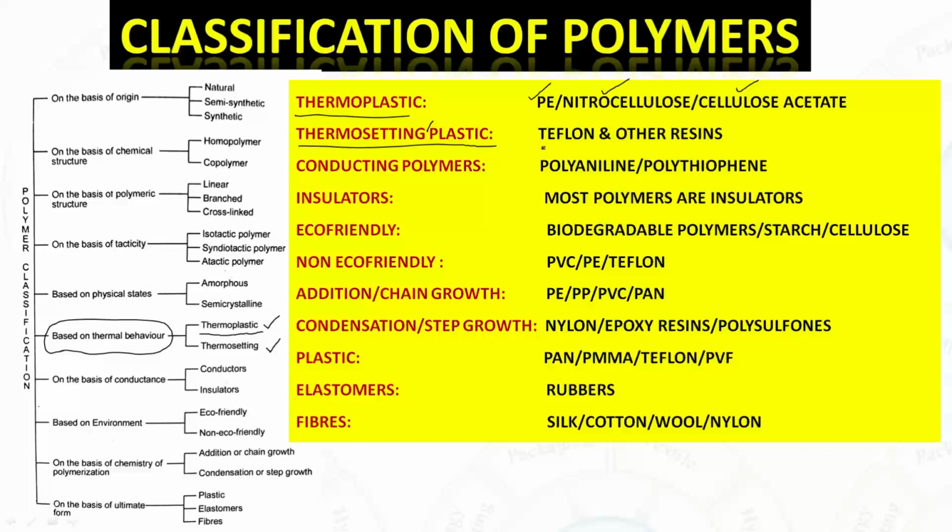A very common example of thermosetting plastic is Teflon and other resins. Resins means phenol formaldehyde resins, Bakelite and many more, right? I'll discuss these things in the upcoming lectures also.